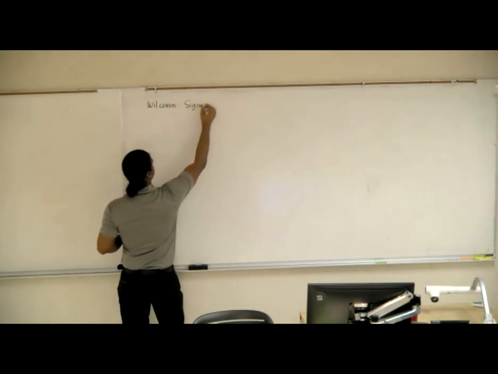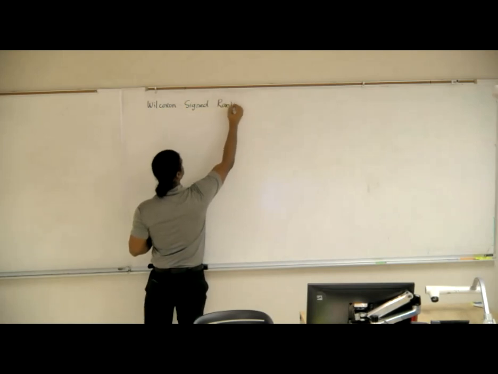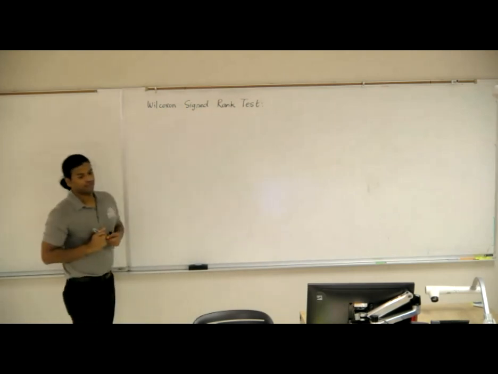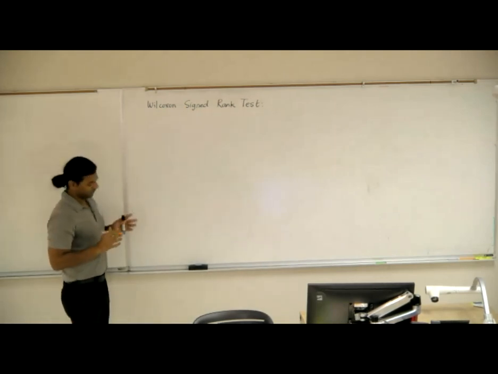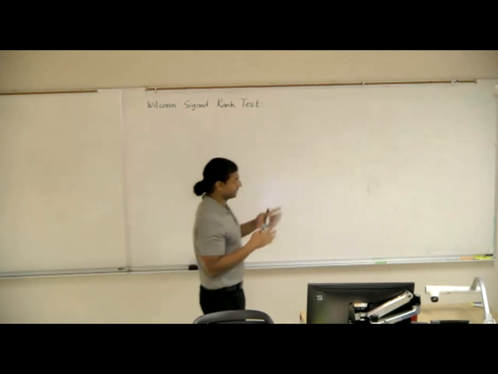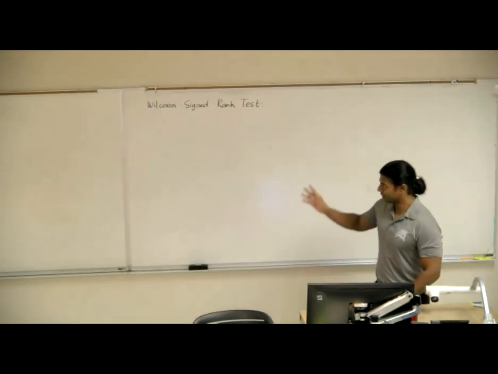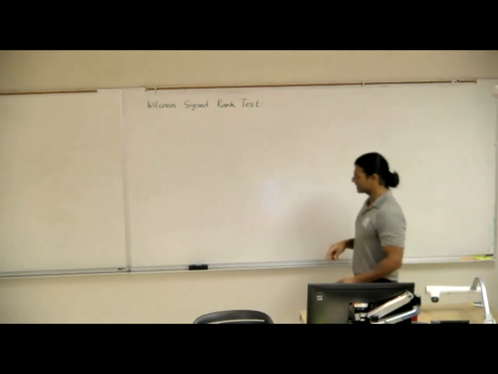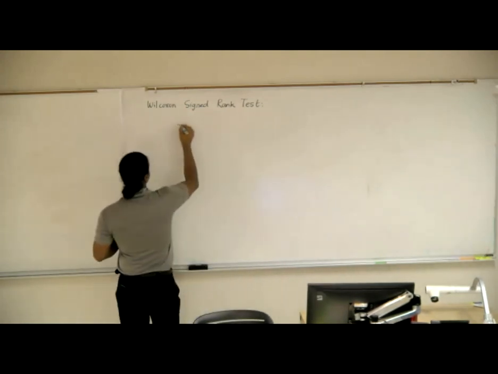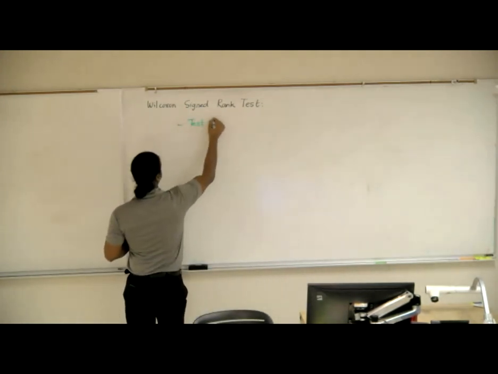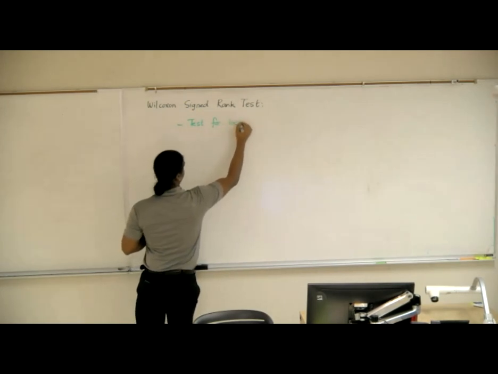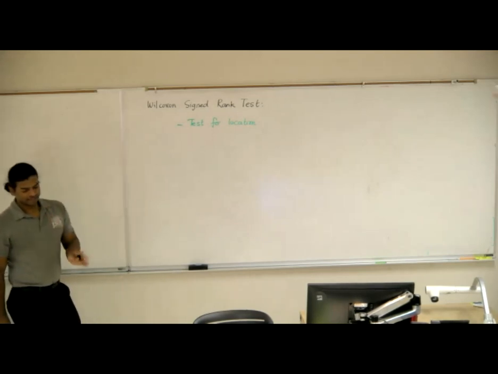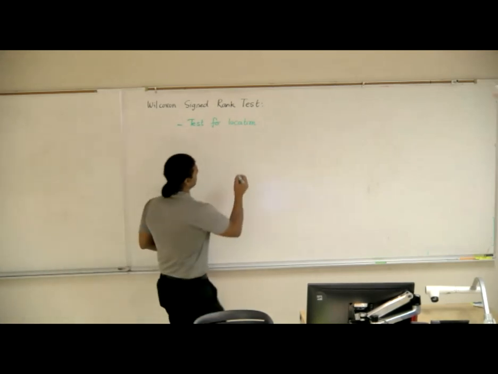We are going to do the Wilcoxon signed-rank test. What is the Wilcoxon signed-rank test? Of course, it was formed or found by Wilcoxon. Signs are involved, ranks are involved. It is a test for location. And that location parameter is theta.